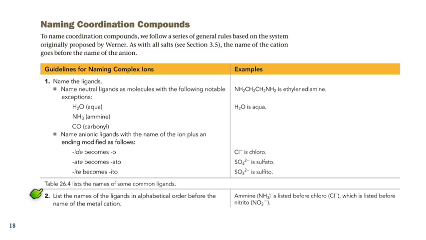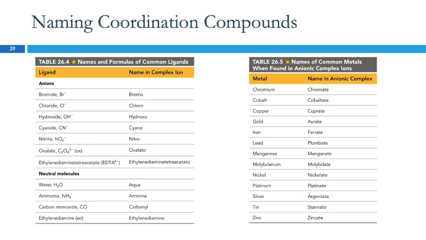And in table 26.4, we've got the names of some common ligands. Okay, so here are some common ligands. So these are following that pattern. Bromide becomes bromo. Chloride becomes chloro. Hydroxide is hydroxo. Cyanide, cyano. Nitrite, nitro. Oxalate, oxalato. And ethylene diamine tetraacetate, acetato.